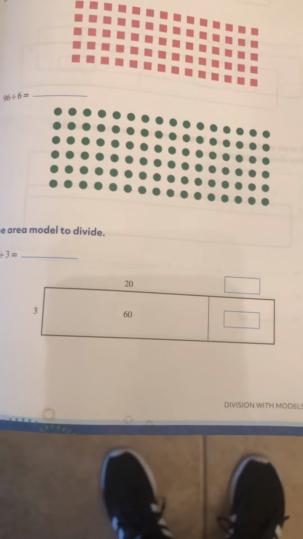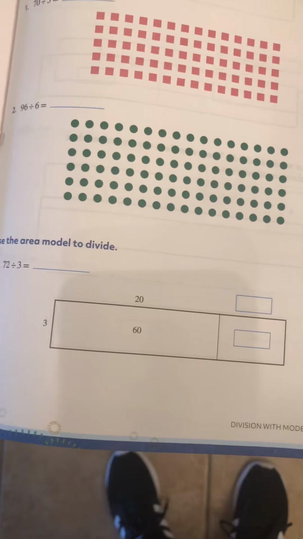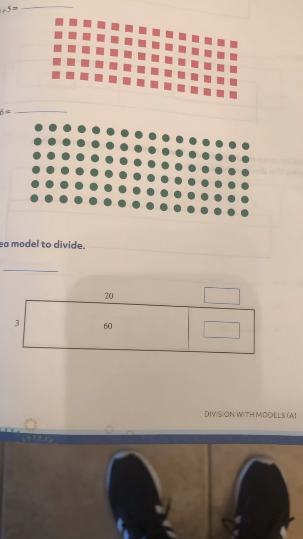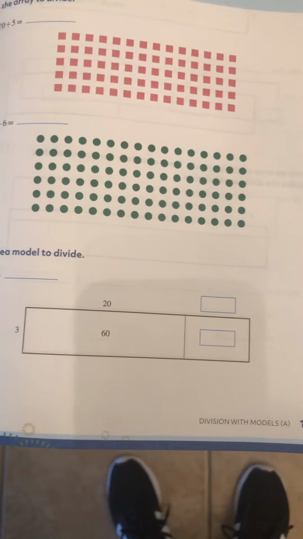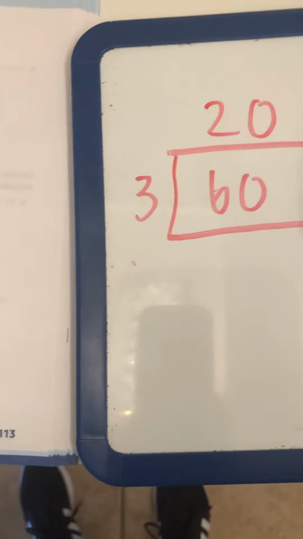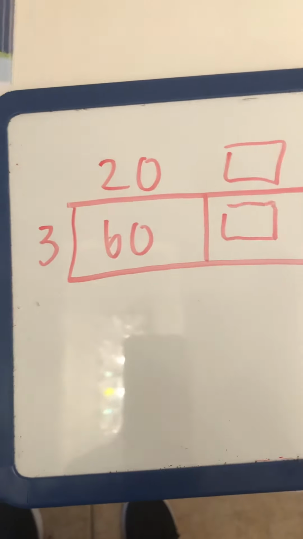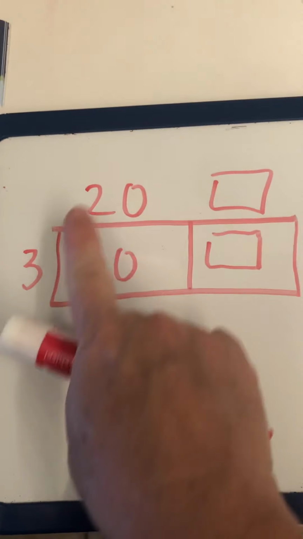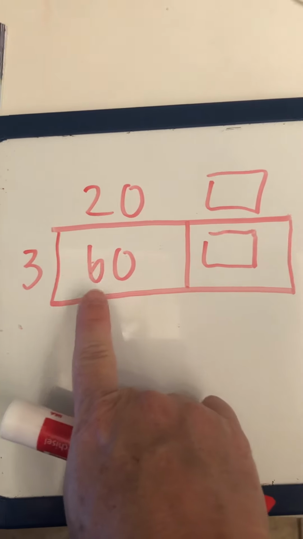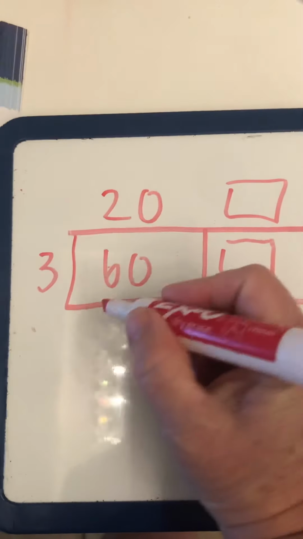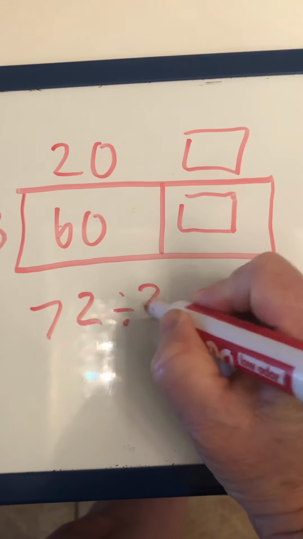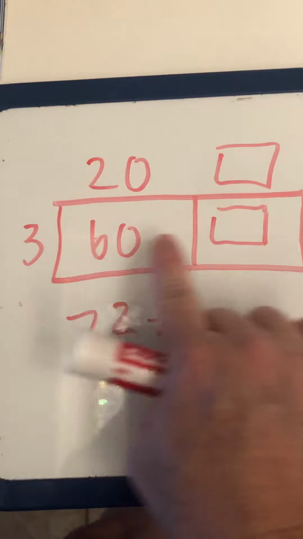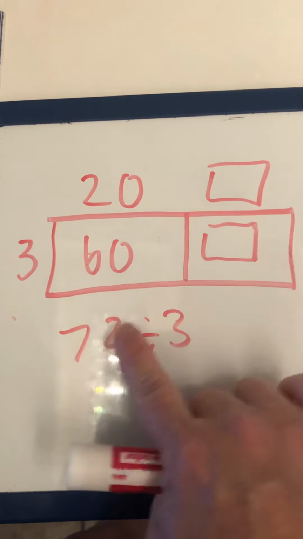So I'm going to go ahead and draw it out over here on my board. I'm going to try to save my notebook so I can have a clean slate. Let me go ahead and put those numbers in. All right, so inside your book, this is what it looks like. And 3 times 20 is 60. Now, remember, our problem was 72 divided by 3, so inside this area model, we're trying to get to 72.